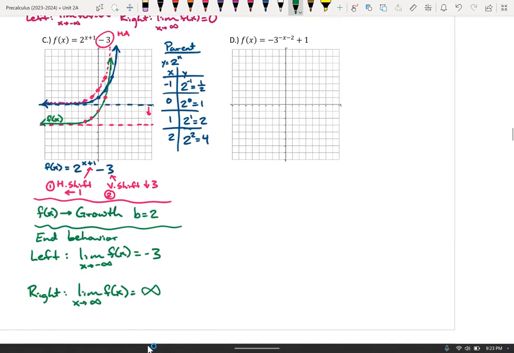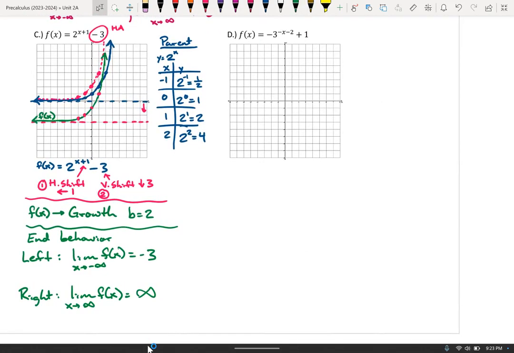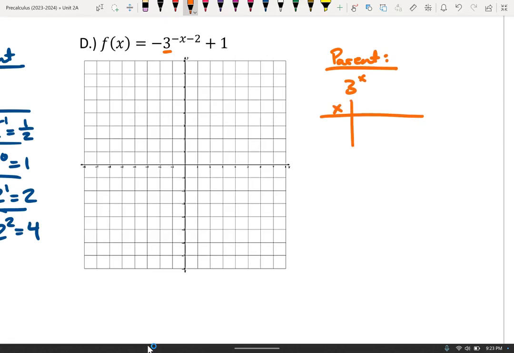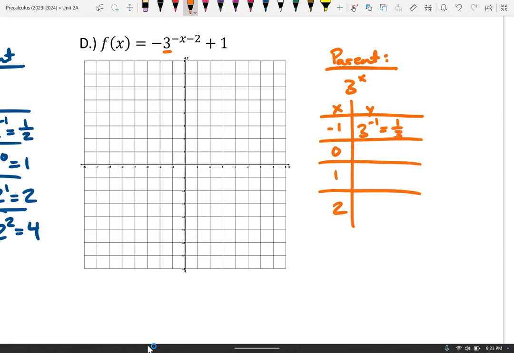All right, I'll go ahead and do one more here, problem D, and then that will suffice for these problems. All right, so we have our base to the x, so parent function is definitely going to be 3 to the x. So I have -1, 0, 1, and 2. So that'll be 3 to the -1, or 1/3. 3 to the 0, 1. 3 to the first, 3. And 3 squared is 9.